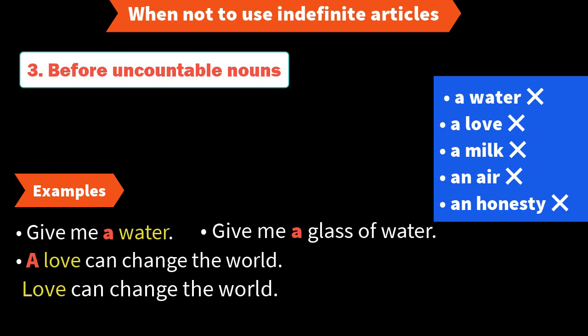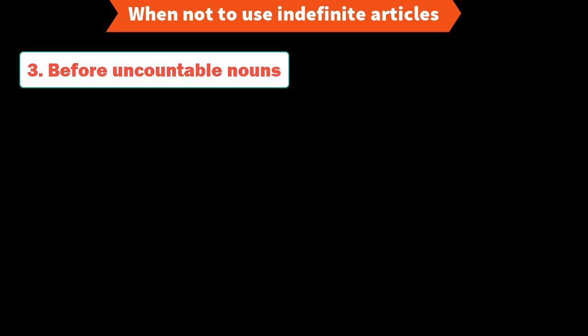So avoid using indefinite articles before uncountable nouns. So that's about indefinite articles, right? What are indefinite articles? How do we use them? And when do we not use them? I hope this is very clear.